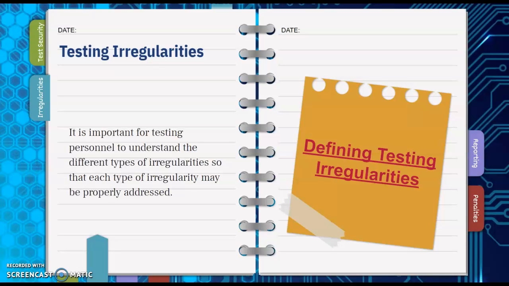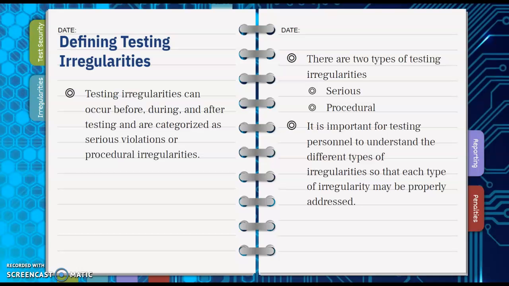Let's talk about testing irregularities briefly. It is important for testing personnel to understand the different types of irregularities so that each type of irregularity may be properly addressed. There are two types of testing irregularities: serious and procedural. Testing irregularities can occur before, during, and after testing and are categorized as serious violations or procedural irregularities.